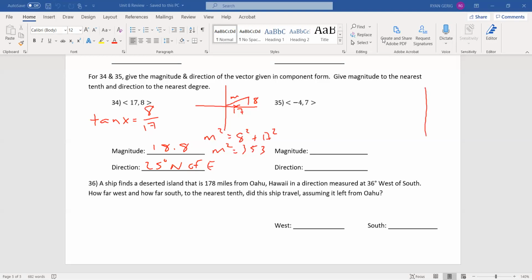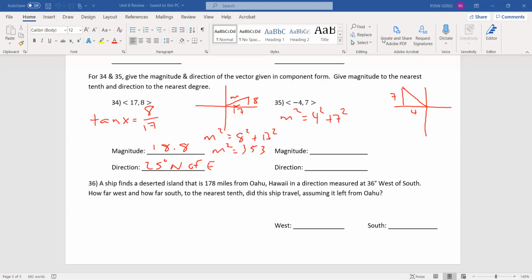35, again, let's sketch the vector. Negative 4, positive 7. So finding the magnitude is just Pythagorean theorem. So you don't have to worry about the negative. If you want to put it in, you can. It's going to take care of itself.